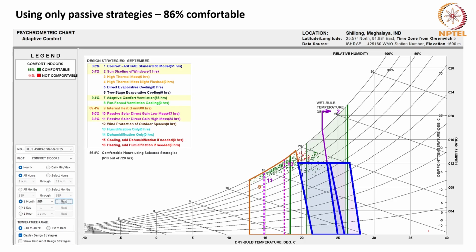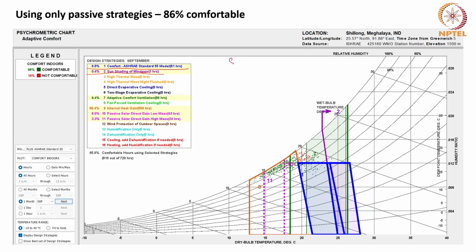Let us see what is required in September. For the month of September, 8.5% of the hours is comfortable by itself, which is 61 hours. 3 hours out of 720 can become comfortable by sun shading of windows.